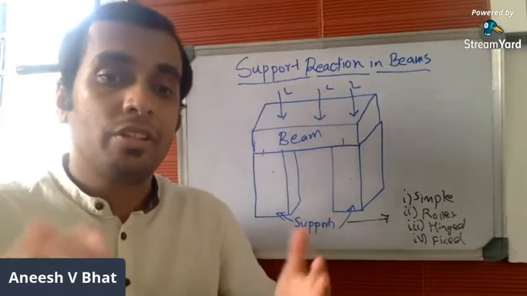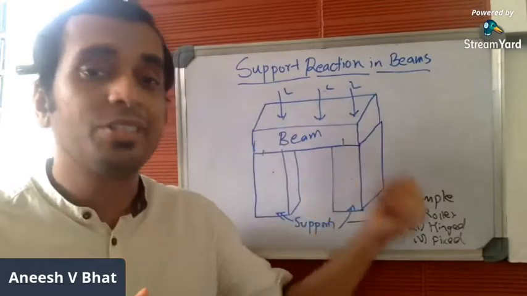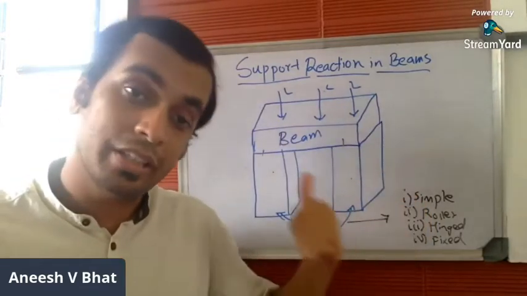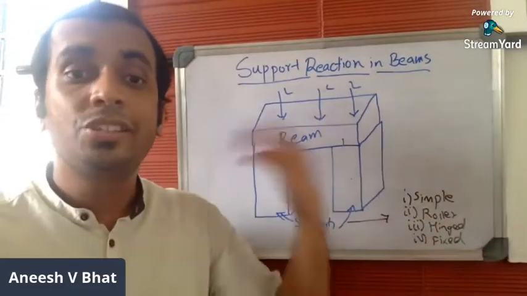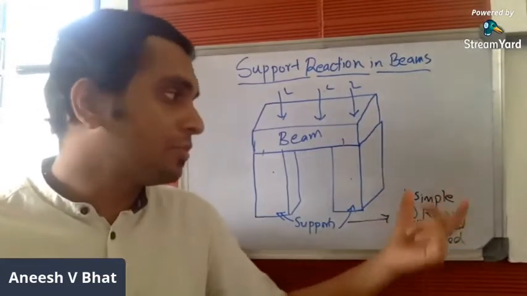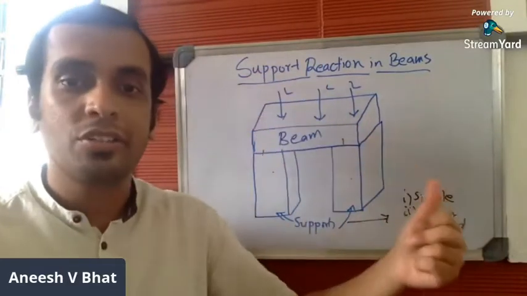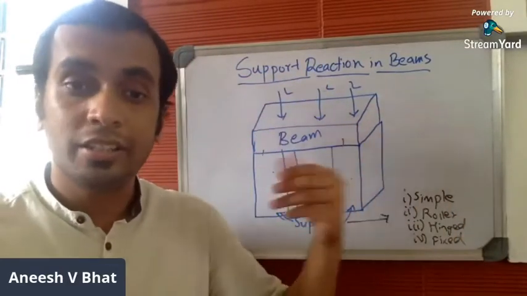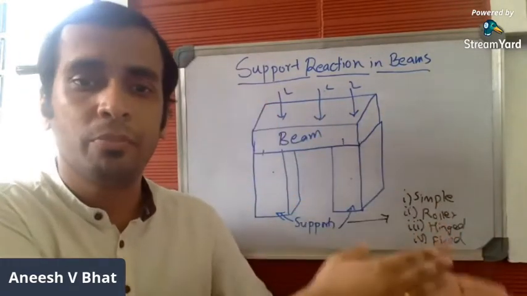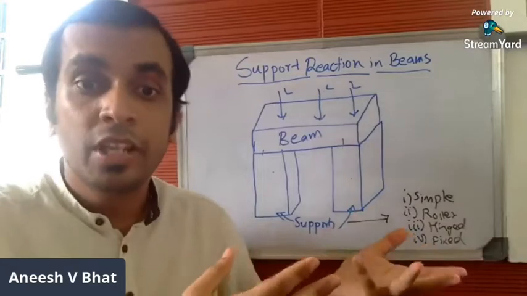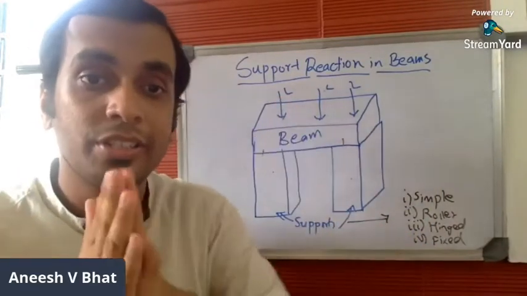Support reaction, or the reaction offered by a particular support, depends on its type, whether the given support is a simple support, a roller support, a hinge support, or a fixed support. For example, simple support offers only 1 support reaction, whereas hinge support offers 2 reactions. Fixed support, in other cases, offers 3 reactions. It all depends on the type of support being used in a particular scenario, so we have to go through all of these types in order to understand the support reactions.